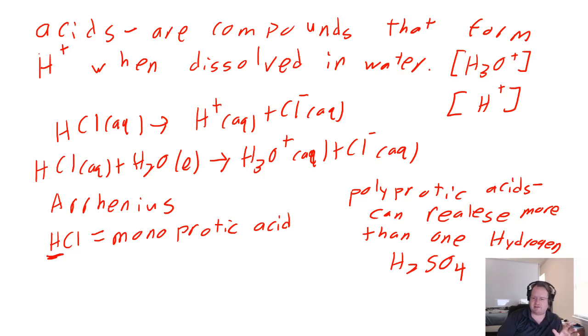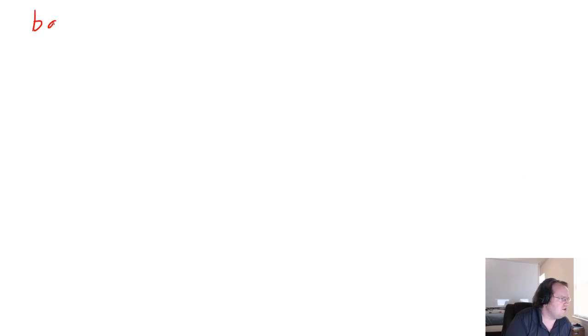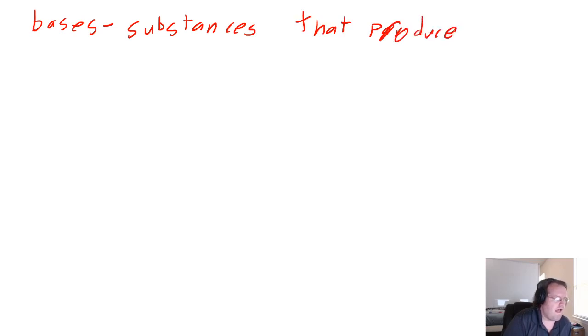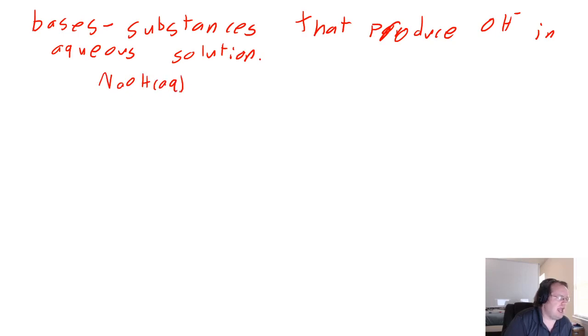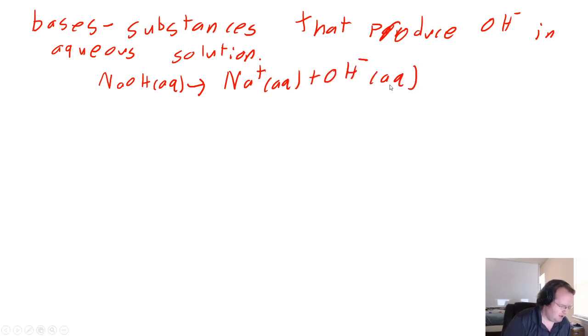Now, we have acids, and you've probably heard the term before, so we also have bases. So what's going to be a base? In this class, we're going to use the definition that bases are substances that produce hydroxide ions in aqueous solution. So for example, if you put NaOH in water, what actually happens is we have Na+ (aq) and OH- (aq). So this is an example of a base.